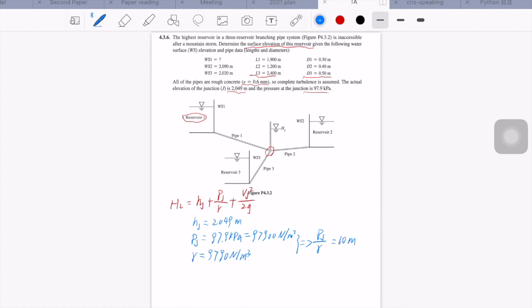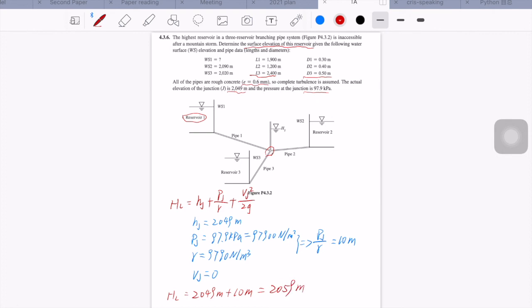Velocity head at the junction is assumed negligible, so Vj equals 0. So now we can calculate the total energy level equals 2049 meter plus 10 meter, so it's 2059 meter.